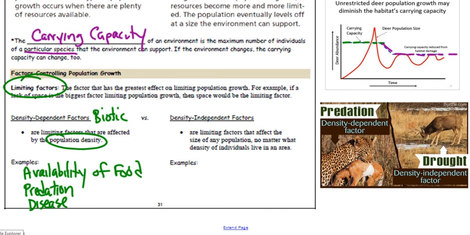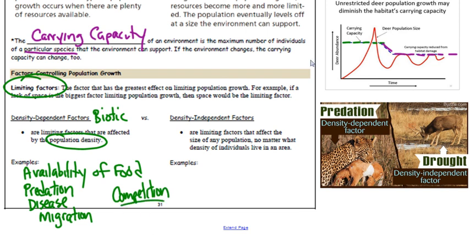Disease can really wipe out large or small populations. Typically, larger populations might lead to a greater chance of disease. Migration. And then probably most importantly, a big one, there's always competition.